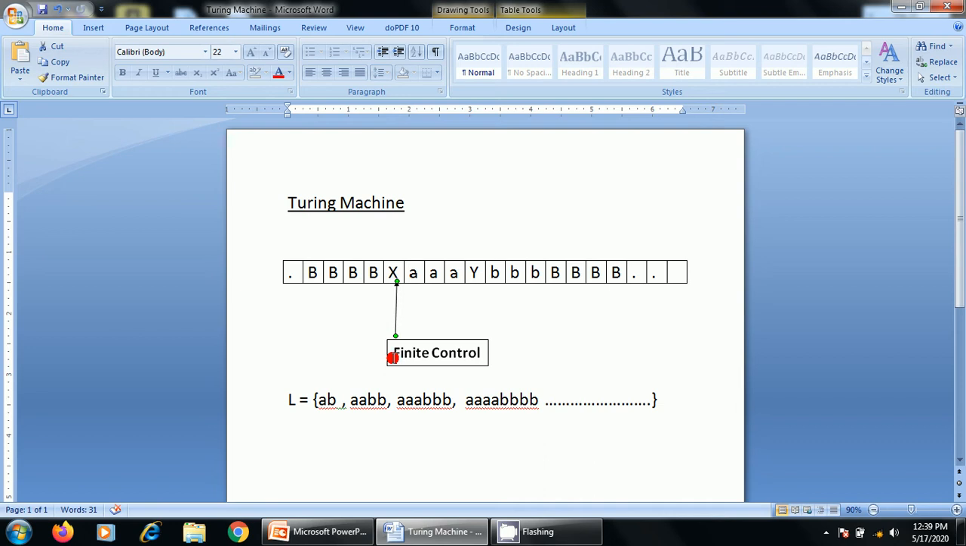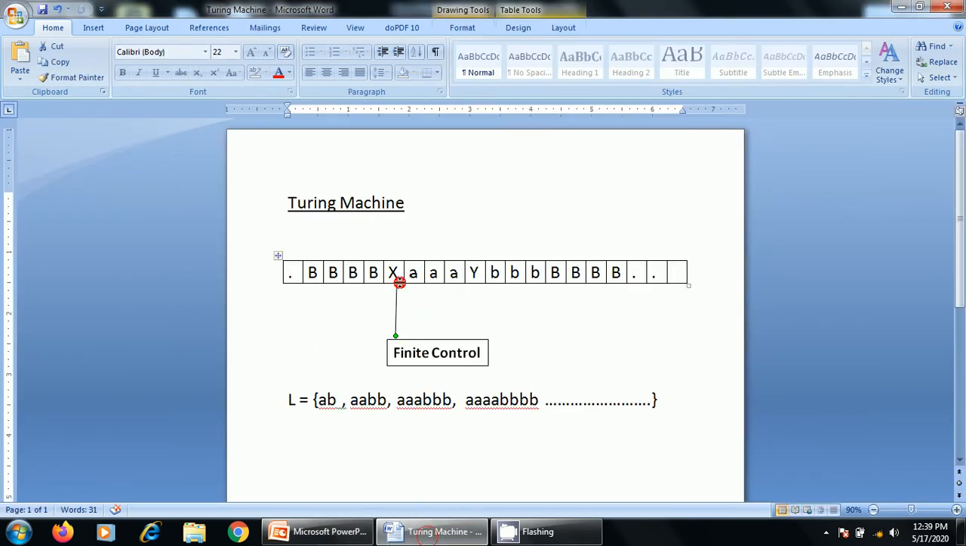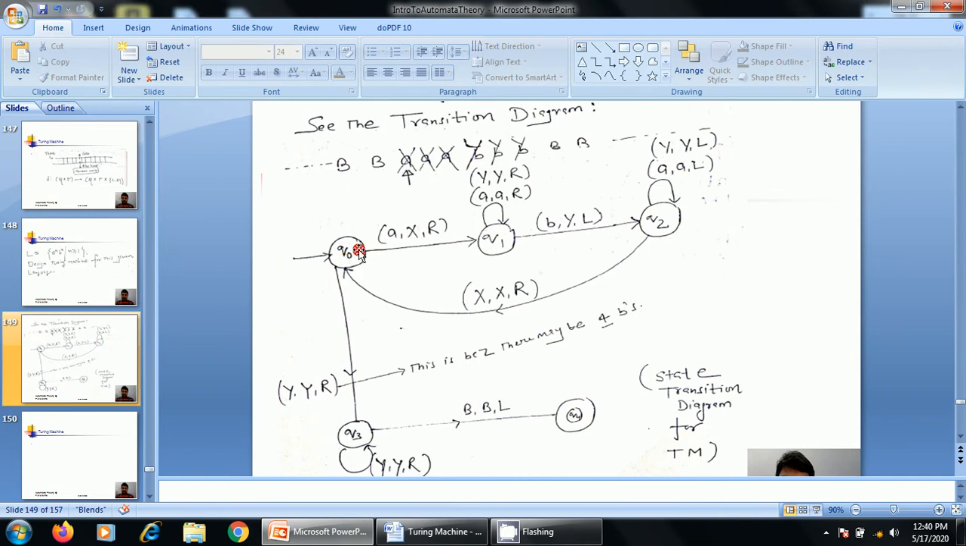Now if there is x, keep it x and move right. If x, keep it x, means we will not change x. If there is x, keep it x and move right. If there is a, now we are at this position. Now the same procedure will repeat again.